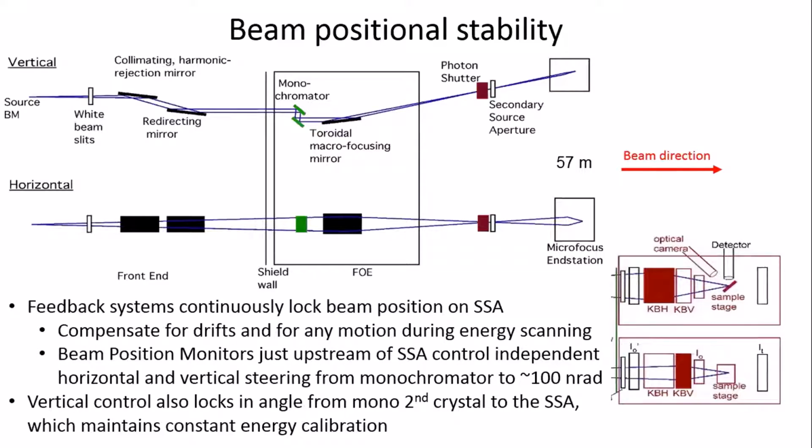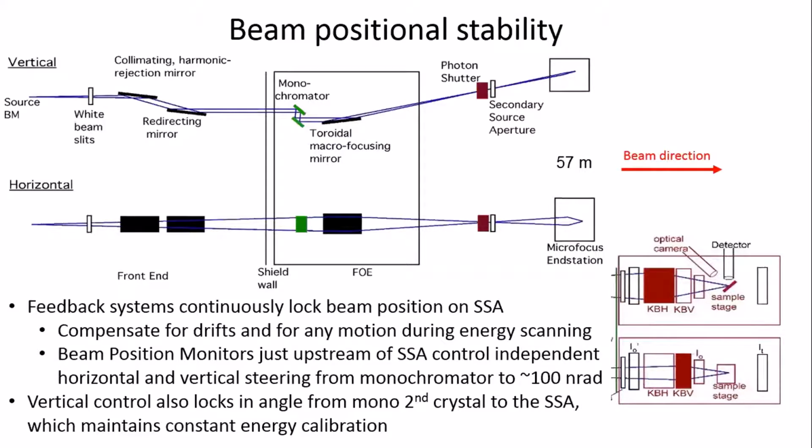Now, the important thing in that case is to keep the beam on the SSA. So we have two independent feedback systems that continuously lock beam position on the SSA. They compensate for drifts and for any beam motion during energy scanning. So even while scanning the monochromator on the fly, the feedbacks keep up with keeping the beam on the SSA. We have independent vertical and horizontal feedbacks that steer from the monochromator and maintain the beam trajectory within about 100 nanoradians. With that long of a lever arm, you have to be very, very precise in your control of the beam position.